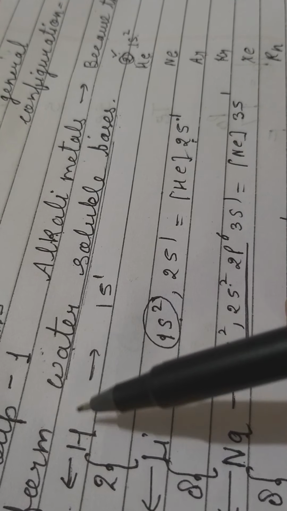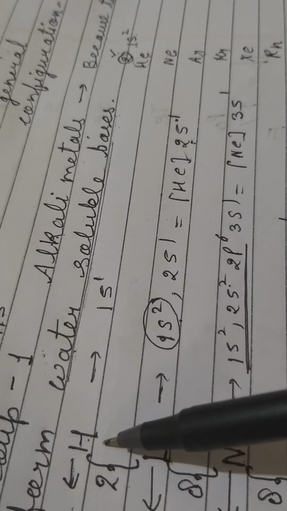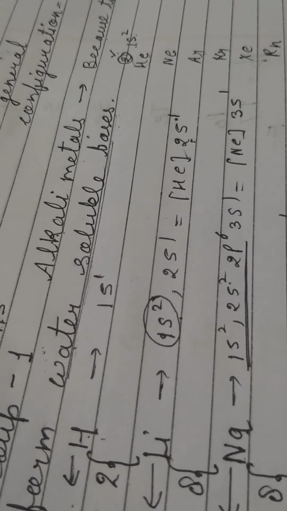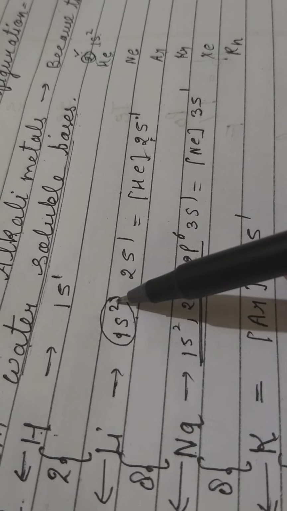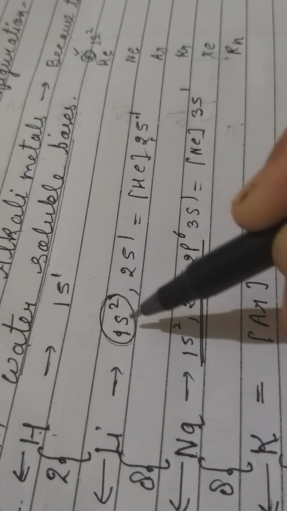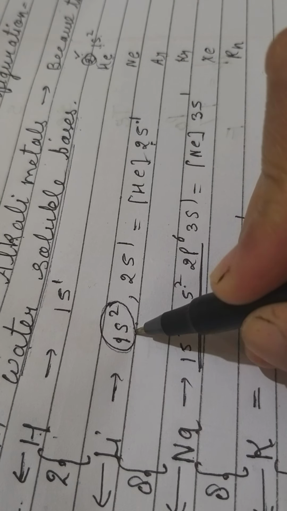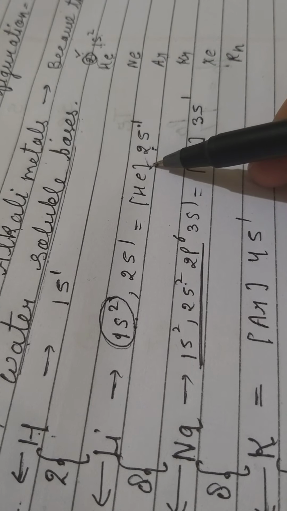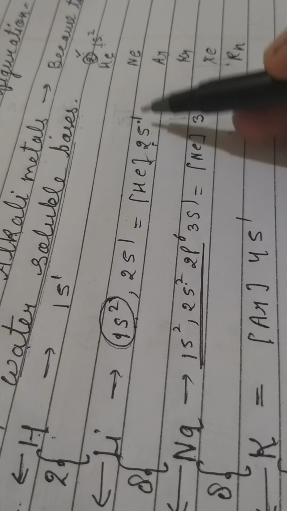For hydrogen the electronic configuration is 1s1 because it is the smallest element of the periodic table, there is no option. But for lithium you will write 1s2 and 2s1. 1s2 shows the electronic configuration of helium, so in place of 1s2 we can write helium. So its electronic configuration based on noble gases is helium 2s1.